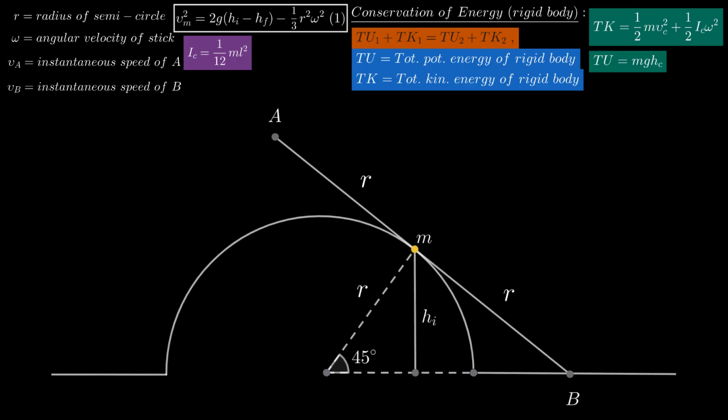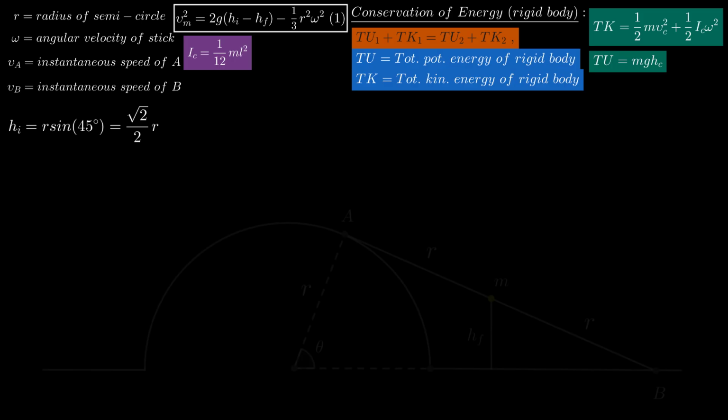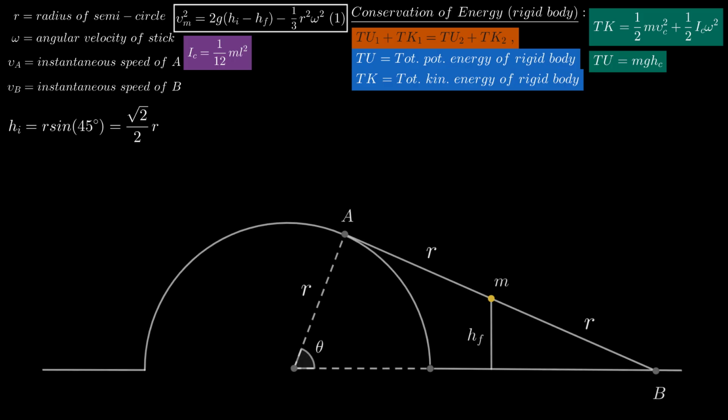So looking at this triangle here, it's easy to see that the initial height equals r times sine of 45 degrees, which is square root of 2 over 2 times r. Okay, so what's the final height? It's the height of the midpoint when endpoint A comes into contact with the semicircle, correct?